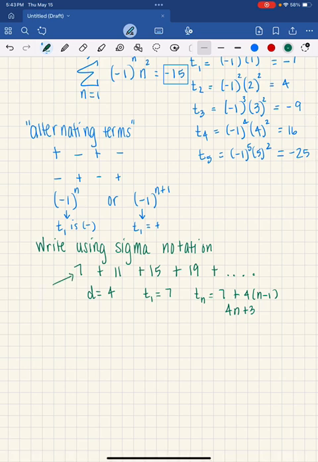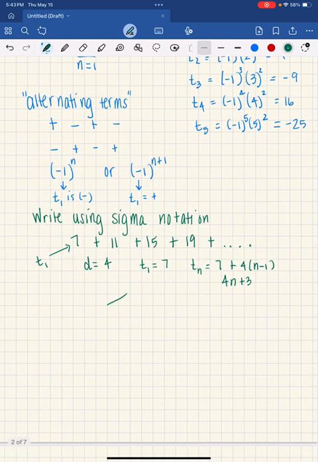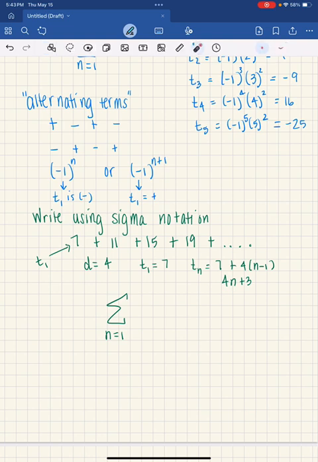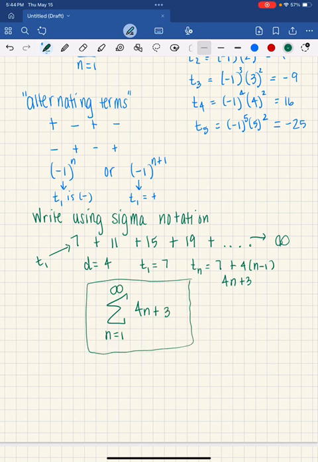My first term, T sub 1, is 7. Okay, so if I start with the first term, the index is not 7. The index is 1. I'm starting with term 1. Okay, well, where am I ending? Well, this tells you where you're ending. That's infinite. So my ending term number doesn't really end, it's infinite. And then the equation is 4n plus 3. And that is how you write it using sigma notation.